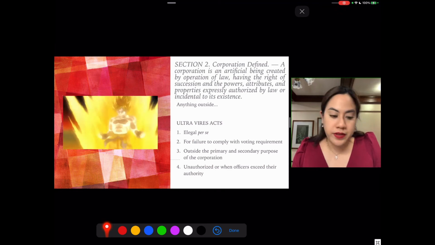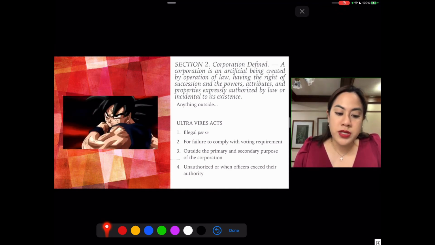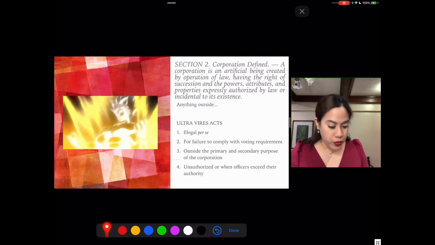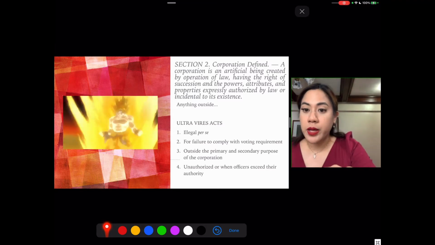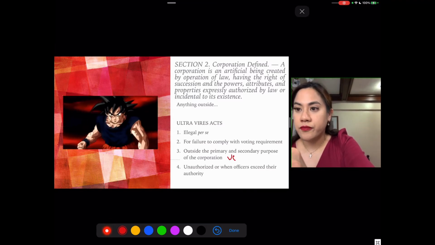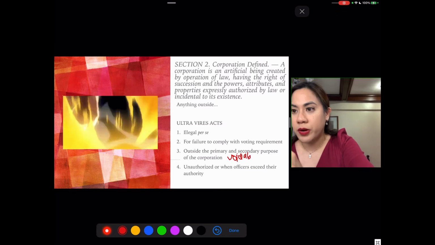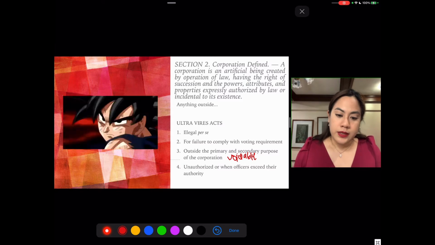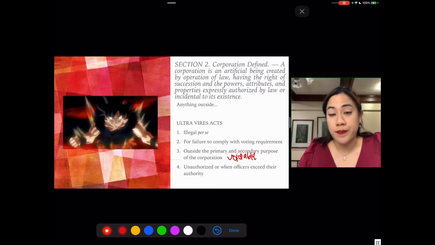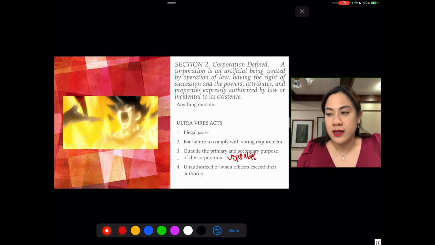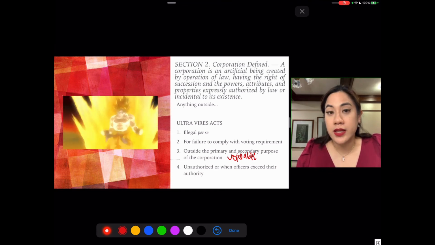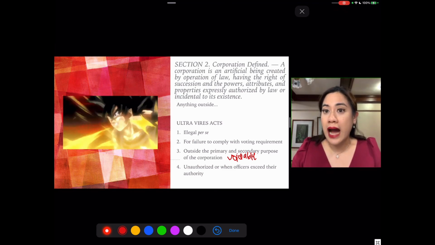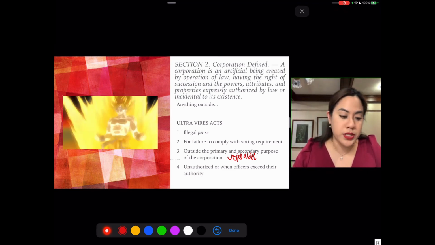And there are also ultra vires acts that are outside the primary and secondary purpose of the corporation. So, it's only voidable. So, let me write that down. For number 3, these are voidable. On whose part? Of course, not on the part of the corporation, but on the part of the other party, because the corporation is now actually estopped from denying its liability under a voidable contract, kasi it knew that it acted outside of its primary or secondary purpose.